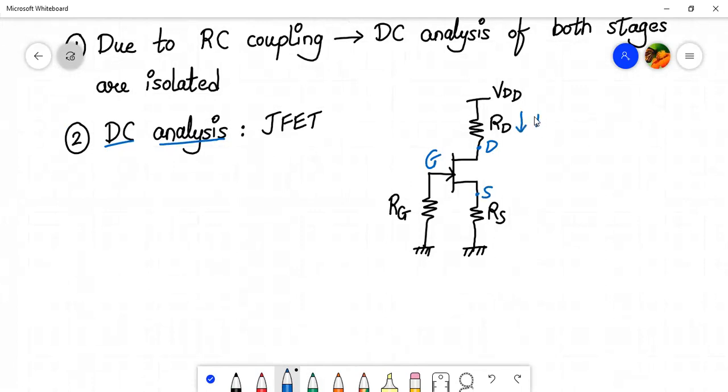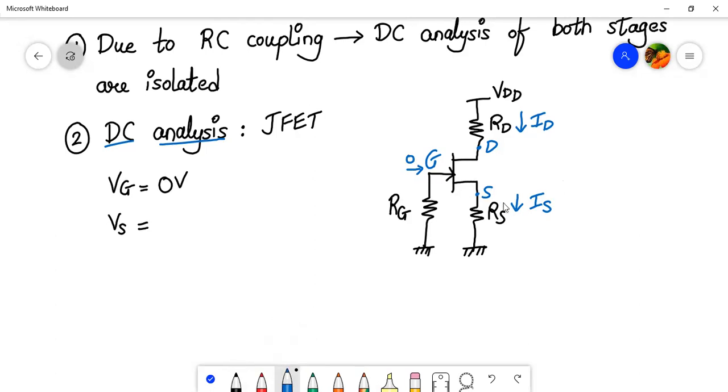And here the current ID will flow through the resistor RD and also through RS, because the same current will flow through the drain terminal and come out of the source terminal. Now, what do you observe for the self bias configuration? Here the gate current is zero. So what will be the voltage VG over here? The voltage VG will be 0 volt. And now what is the voltage VS?